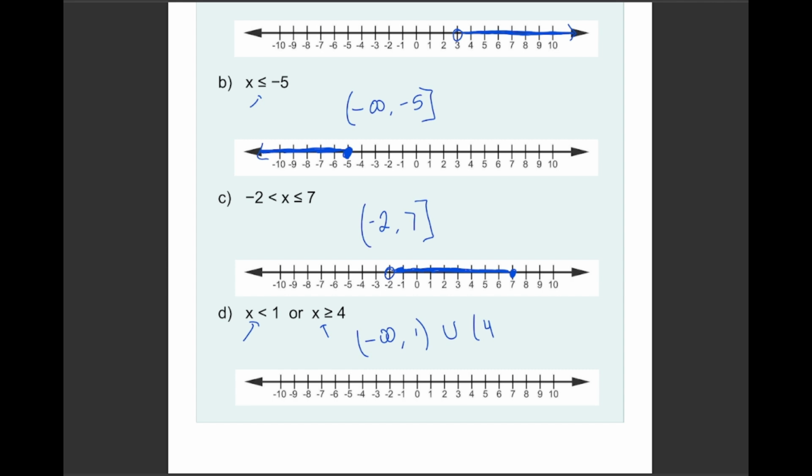You know what? I shouldn't have drawn anything yet. We draw the numbers first. 4 to infinity. Infinity, of course, has a parenthesis, and 4, in fact, has a bracket because we include 4. So anytime you see an or, you're very often going to have a union in between. Just keep that in mind.